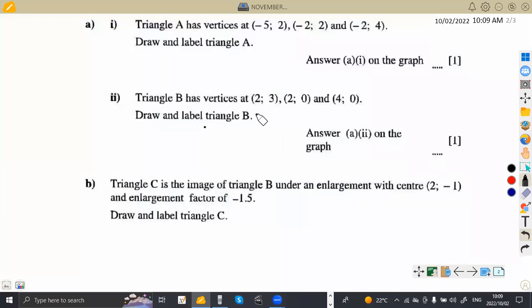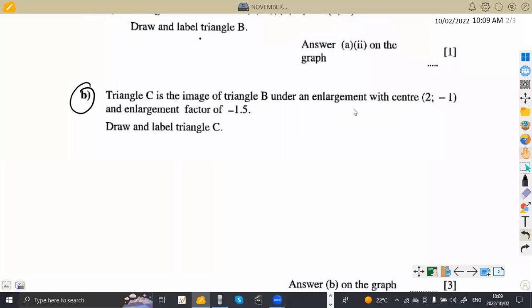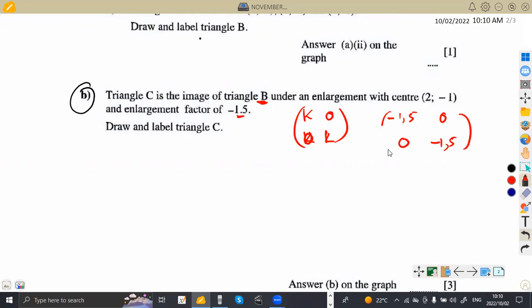After that, the question is, triangle C is the image of triangle B under an enlargement, center 2 minus 1. The enlargement factor, which is the scale factor, is negative 1,5. Draw and label triangle C. So take note, C is the image of triangle B. And we are given enlargement. Remember, enlargement, we are supposed to use the matrix K 0 0 K, where K is this scale factor of minus 1,5. So it's minus 1,5, 0, 0, minus 1,5, like this.